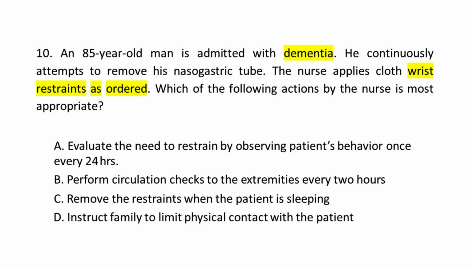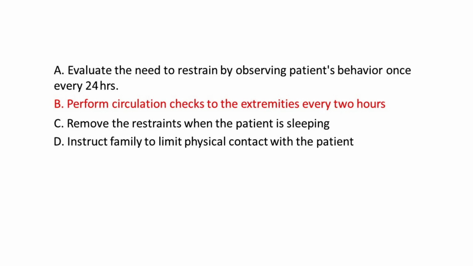Which of the following actions by the nurse is most appropriate? A. Evaluate the need to restrain by observing patient's behavior once every 24 hours. B. Perform circulation checks to the extremities every 2 hours. C. Remove the restraints when the patient is sleeping. D. Instruct family to limit physical contact with the patient. The answer is B. Perform circulation checks to the extremities every 2 hours.